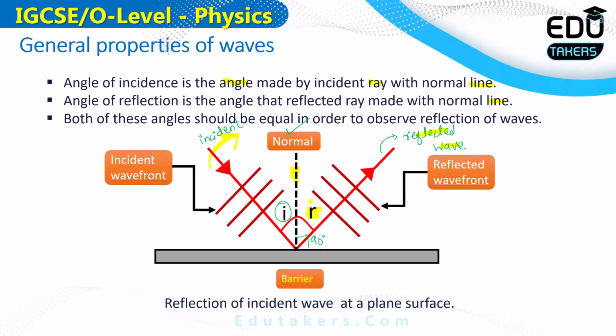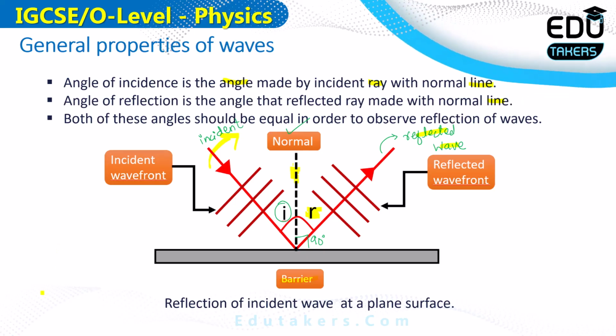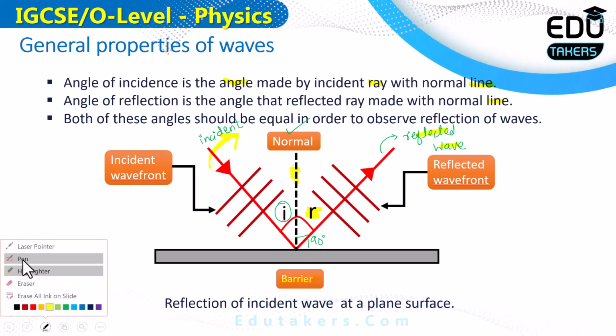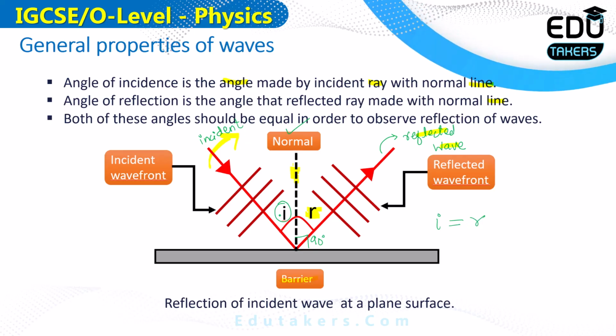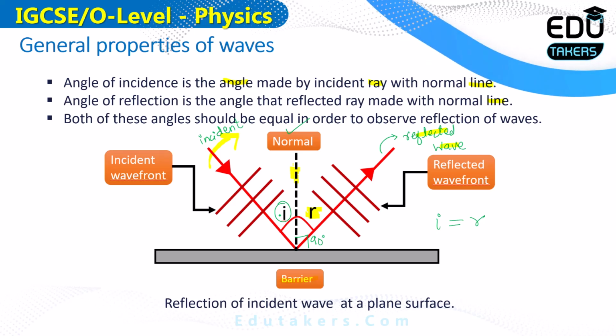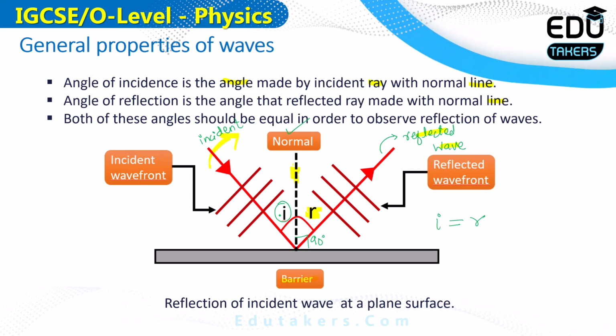According to the reflection by the barrier, both the angle of incidence and the angle of reflection have to be equal. I write here I equals R. Angle of incidence is equal to angle of reflection. You can also observe here the angle of incidence I and angle of reflection R in this diagram. Both of these are equal. So this is a very important concept in reflection, that the angle of incidence and angle of reflection have to be equal.